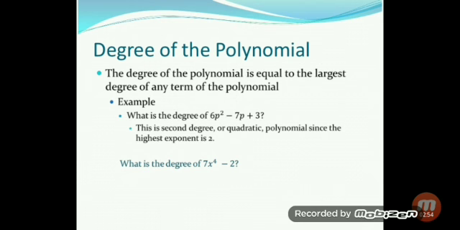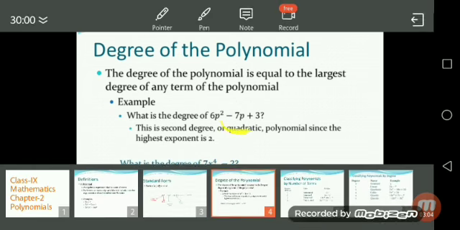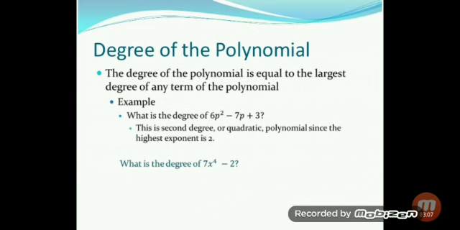Now, degree of a polynomial. The degree of the polynomial is equal to the largest degree of any term of the polynomial. We can take any term with the largest degree. Here, 6p square minus 7p plus 3. In this polynomial, in the first term the power of p is 2. So the degree of the polynomial is 2. This is a second degree polynomial or quadratic polynomial since the highest exponent is 2. Now find the degree of 7x power 4 minus 2.